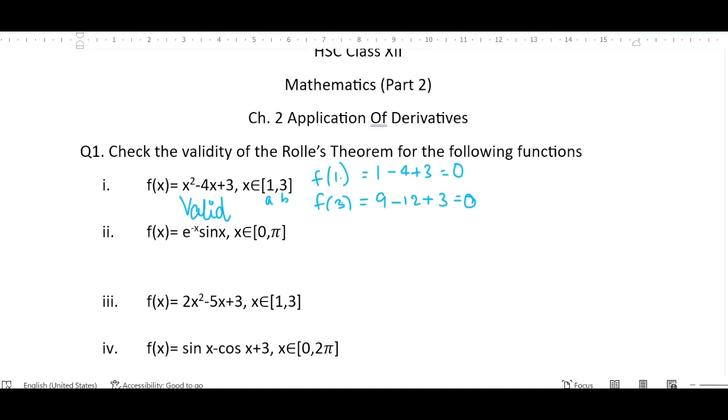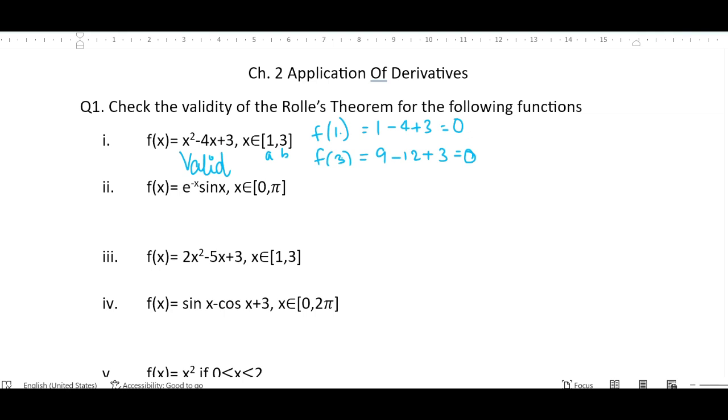Let's see the second question here. f of x is equal to e to the power minus x sine x, to be checked between 0 and pi. We all know that this function is always continuous; sin x divided by e to the power x is always continuous. Is it differentiable? Yes, it is. The derivative is minus e to the power minus x sin x plus e to the power minus x cos x. So it is differentiable all the time, even at these values. So it satisfies the first and second conditions.